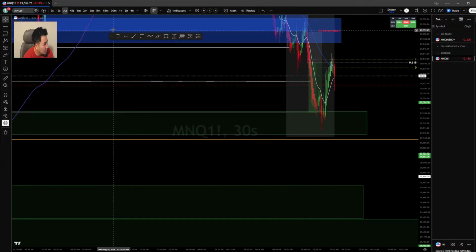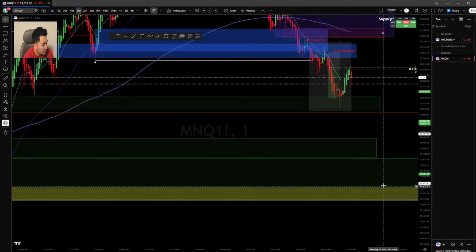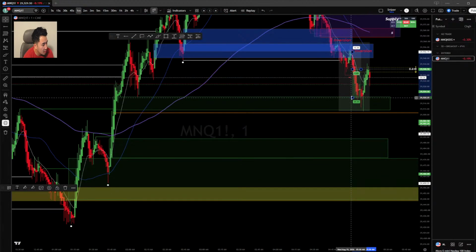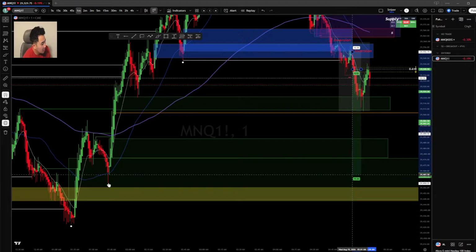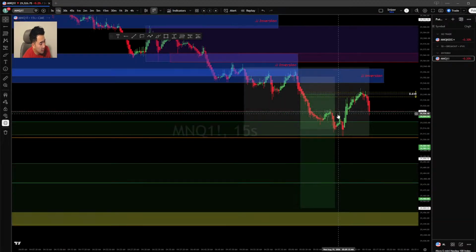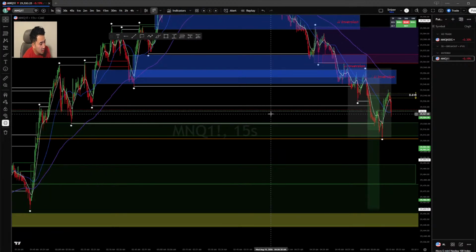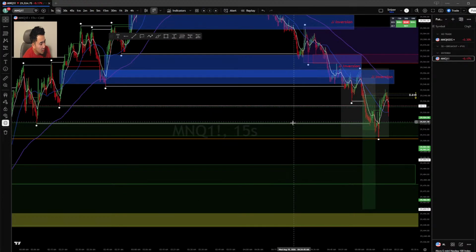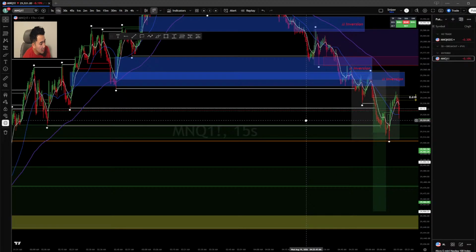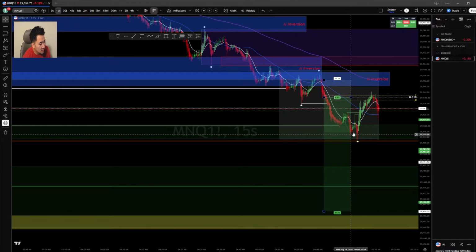We can say we're targeting 1 minute liquidity here. It would be down here. Right here. So on the 15-second, it tagged as liquidity right here. 1, 2, 3. Yeah, 3 15-second liquidities.